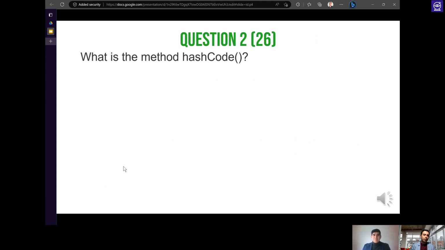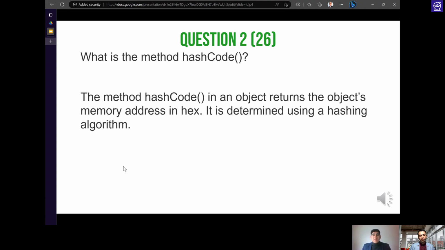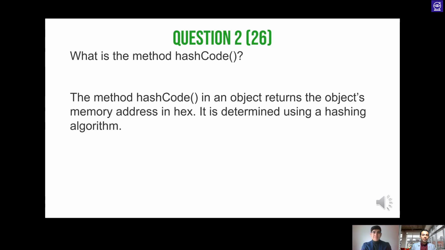What is the method hashCode? Yes, that is a tricky question. The method hashCode is basically a method that internally uses a hashing algorithm, and it returns the object's memory address in hex. Well, that's the formal and easy definition. We can go further and ask about the specific implementation, the specific algorithm, but I think this is enough for now.